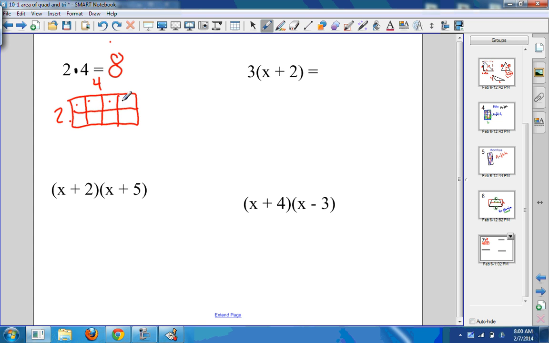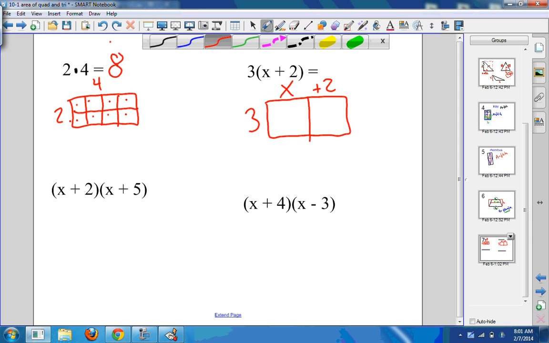So we can do the same thing when we're multiplying with some variables. I'm going to make a square here. Let's say this side is 3 long and this side is x plus 2 long. So 3 times x is 3x. 3 times 2 is 6. If we add these two pieces together, we get 3x plus 6. So if I multiply 3 times x plus 2, I get 3x plus 6.